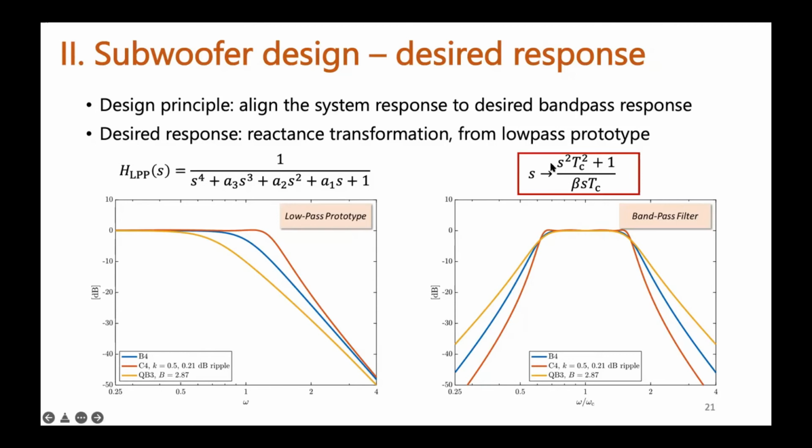And the transformation changes the frequency variable to a reactance function. And if I substitute it into the prototype, we can get an 8th order polynomial in the denominator. But if we directly align this denominator to the frequency response function of the 8th order system, of course, it can be solved numerically, but it's not efficient to analyze.